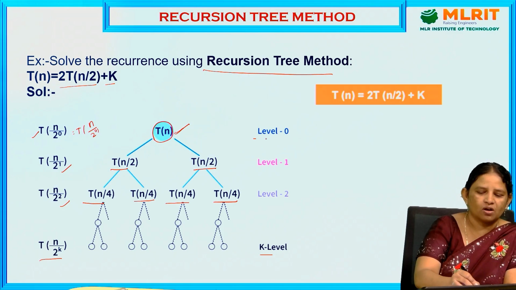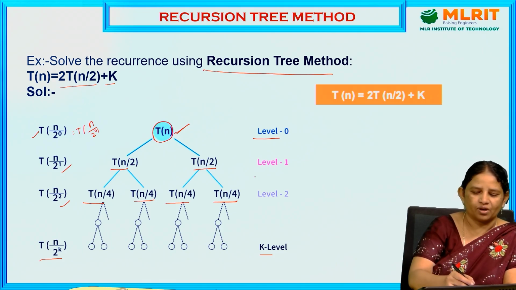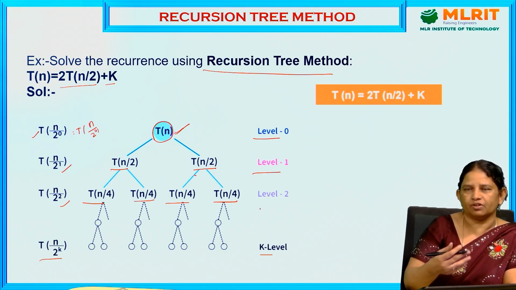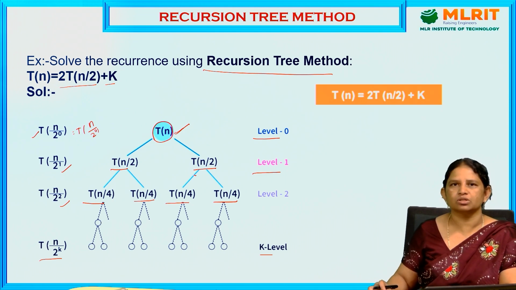In the case of level 0, we solve only one problem. In level 1, there are 2 subproblems. In level 2, 4 subproblems. In level 3, 8 subproblems. Like that, we keep dividing the problems into subproblems.